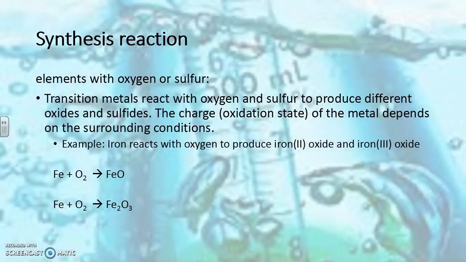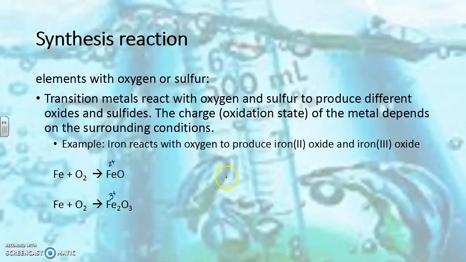If it's a transition metal, transition metals are tricky. They're going to produce different oxides and sulfides, and the charge or oxidation state of the metal depends on what's going on around it. So iron can react to produce FeO or Fe2O3. In FeO, iron has a positive 2 charge, and in Fe2O3, it has a positive 3 charge.